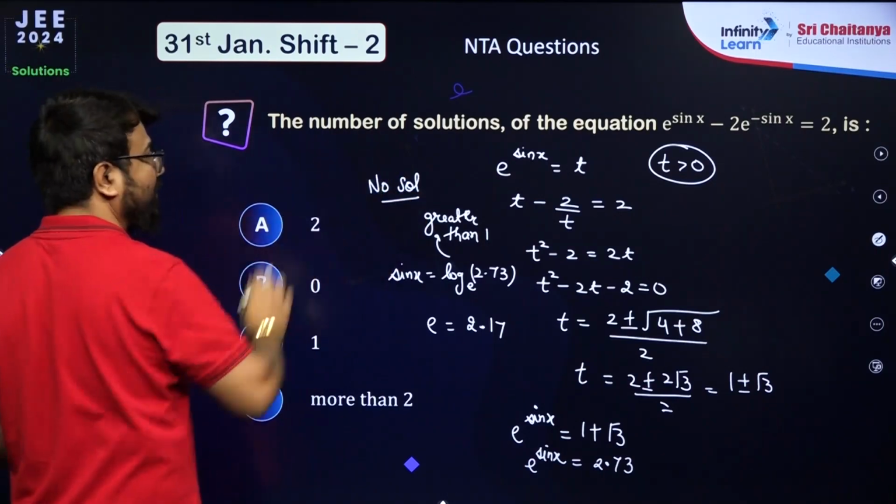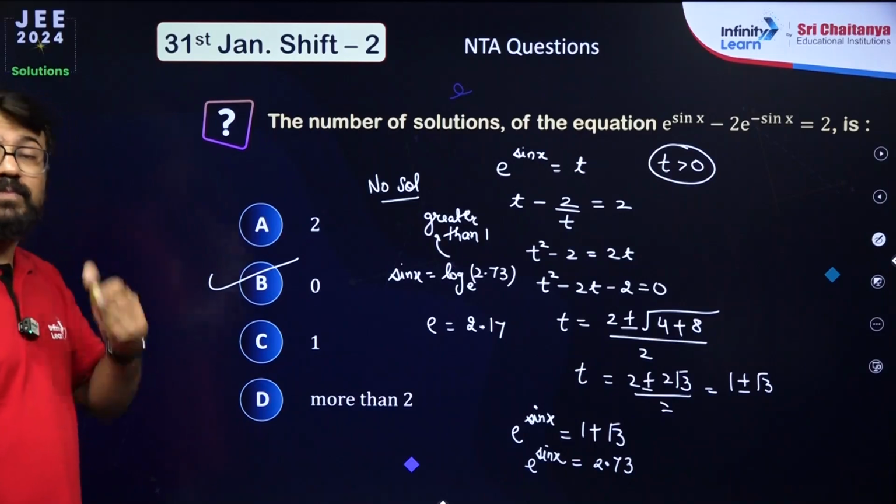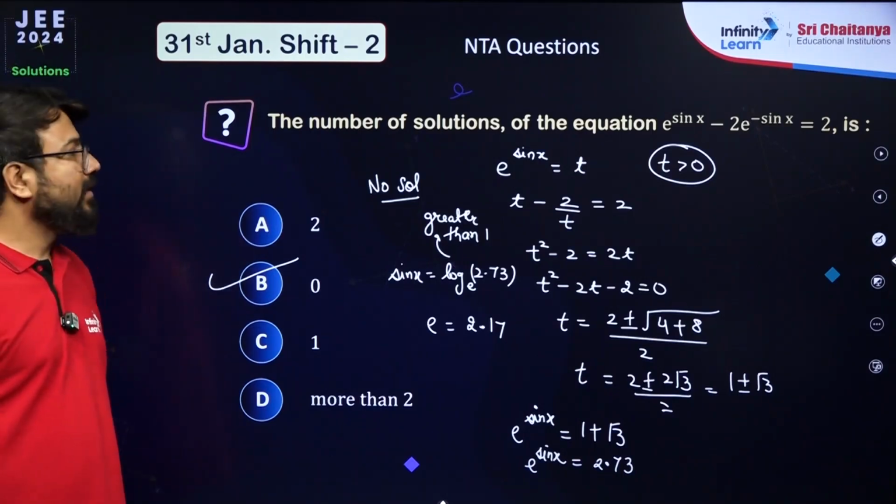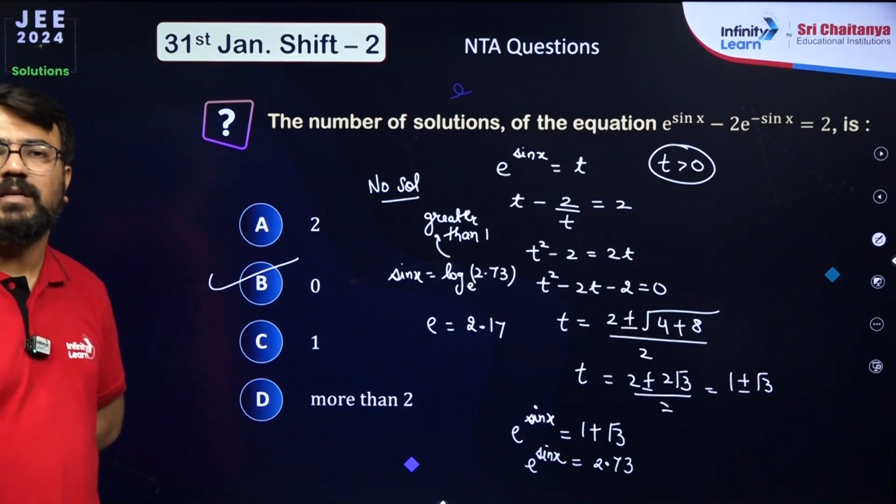Hence the number of solutions will be how many? 0. So that means option B will be the final answer. Okay. The number of values of x which satisfy the given trigonometric equation will be 0.